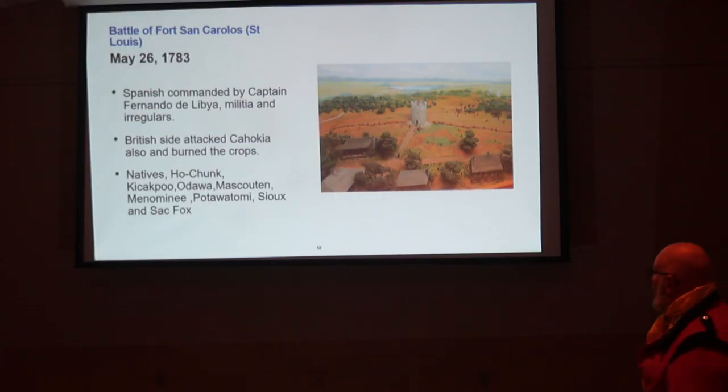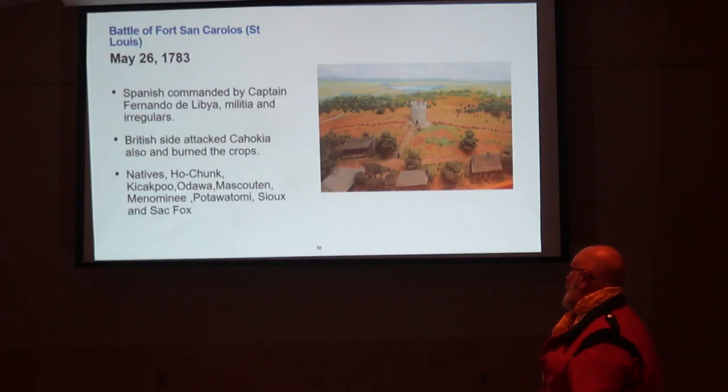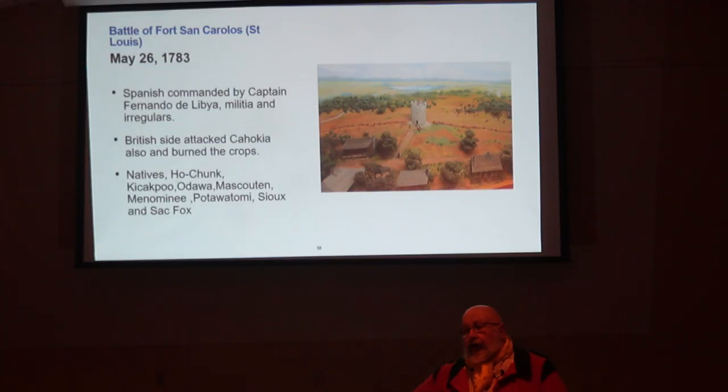Spanish, commanded by Captain Fernando de Leyba, militia and irregulars, were attacked by the British. They attacked Cahokia in Illinois. Native Ho-Chunks, Kickapoo, Ottawas, Menominee, Potawatomi, Sioux, and Sac and Fox all helped attack. So yes, there were small British incursions in the Spanish territory. They tried to make incursions, and none of these battles were large amounts of people. They really weren't. But they wanted those trading posts. They wanted control of the Mississippi River. That was the golden key, the Mississippi.